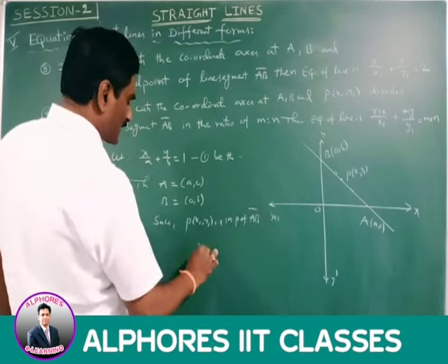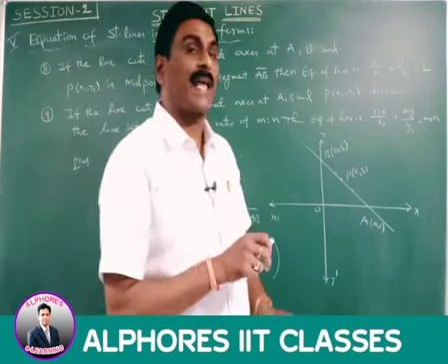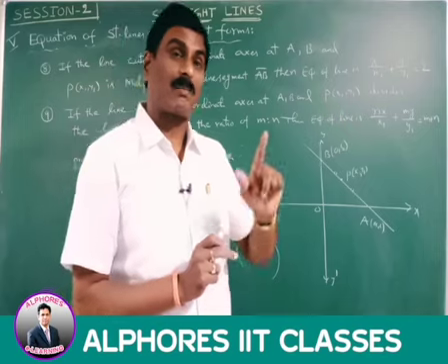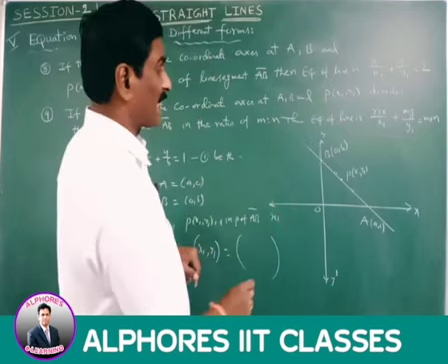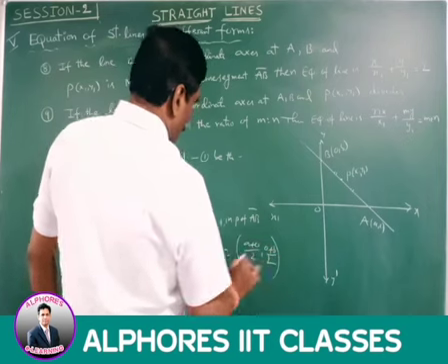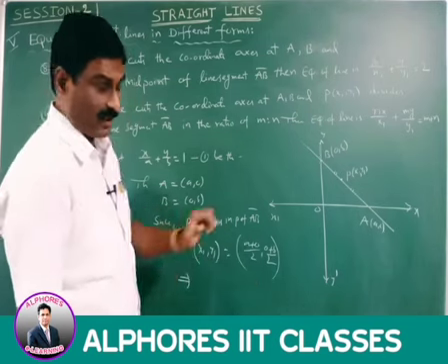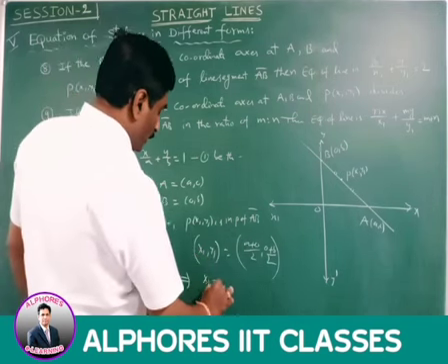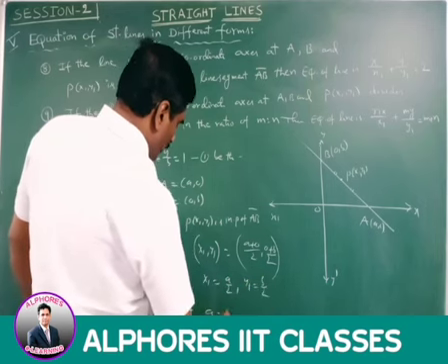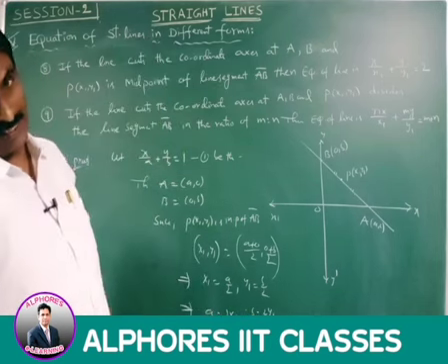What is the meaning of this? (x1, y1) is the midpoint of AB means if (x1, y1) and (x2, y2) are two points, what is the midpoint of that line segment? (x1 plus x2) by 2, (y1 plus y2) by 2. That means (a plus 0) by 2 comma (0 plus b) by 2. By equating the corresponding coordinates, that means the first and second components, we get x1 is equal to a by 2, y1 is equal to b by 2. That means a is equal to 2x1, b is equal to 2y1. These are the x-intercept and y-intercept.